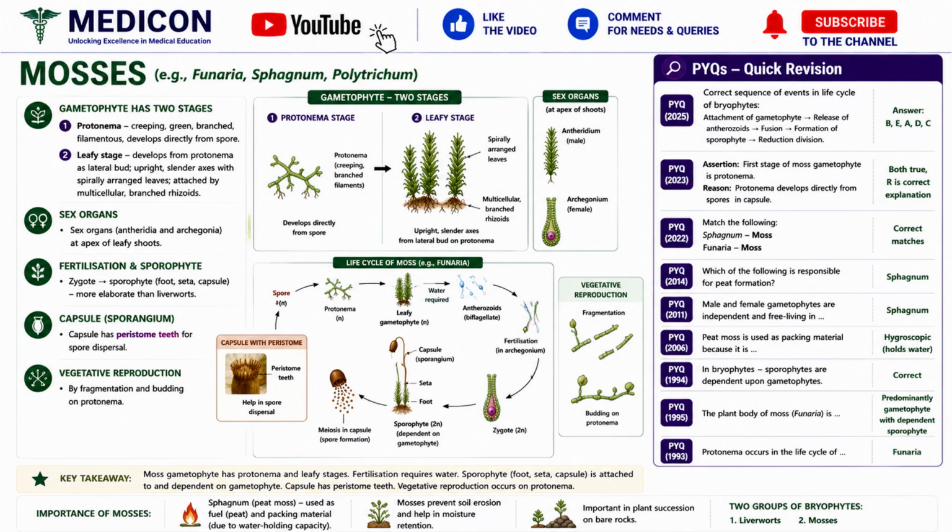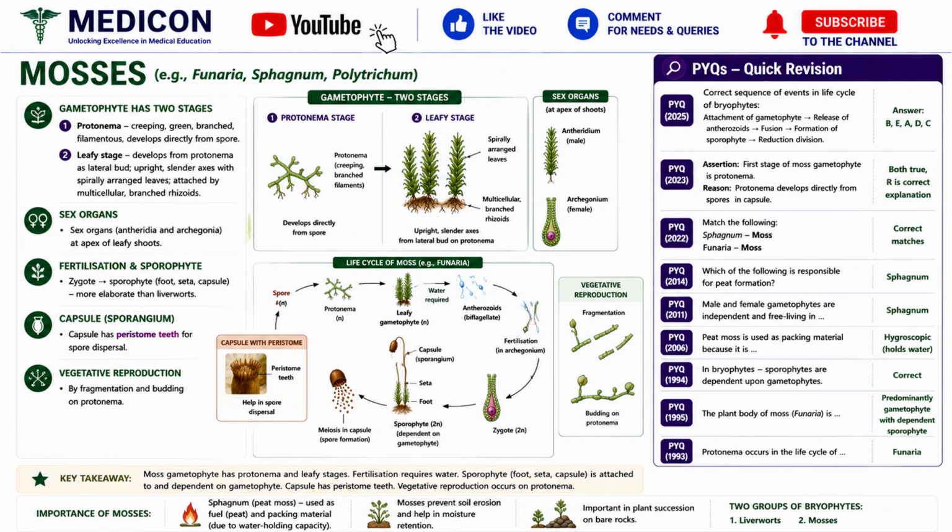Moving on to mosses. Example: Funaria, Sphagnum and Polytrichum. It has two stages, the gametophyte and the sporophyte, but the gametophyte itself has two stages: protonema and leafy stage. The creeping, green, branched, filamentous stage that develops directly from spore is called protonema, and the leafy stage develops from protonema as a lateral bud, an upright slender axis with spirally arranged leaves attached by multicellular branched rhizoids.